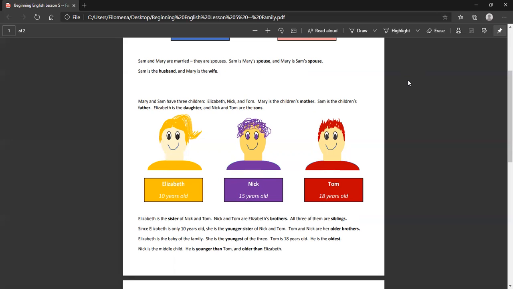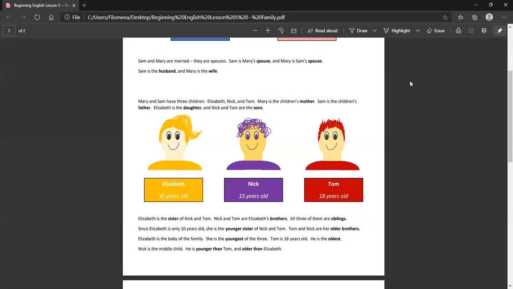So Elizabeth is younger because she's 10 years old. Tom is 8 years older than she is. Nick is 5 years older than she is. So both Tom and Nick are her older brothers. Elizabeth is the baby of the family. She is the youngest of the 3. No one else is younger than she is. She's only 10.